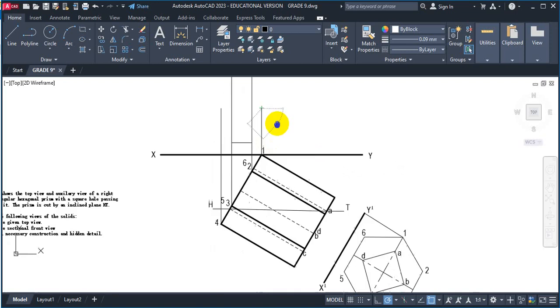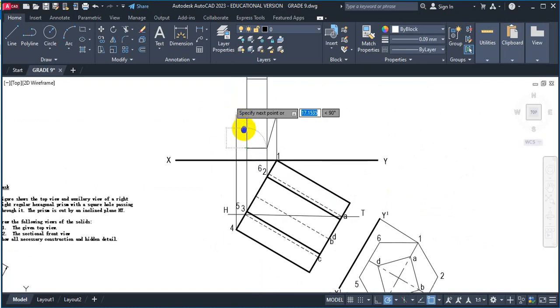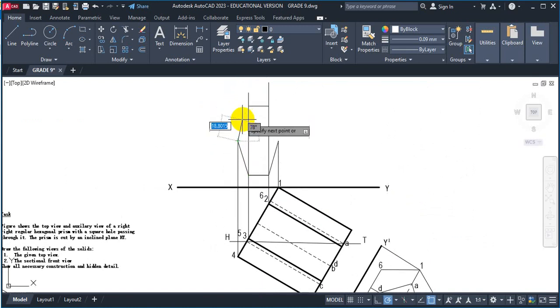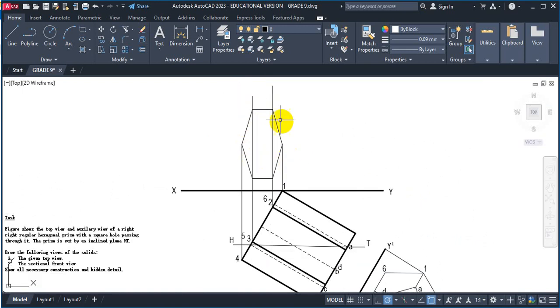So I'm going to start from 1. Looking at this auxiliary view, that should be number 2. That goes to 3. From 3 goes to 4, 5, 6, back to 1. My shape is complete. What I did here on this base, I'll repeat on this side here. The best thing to do here is to do a horizontal construction. Okay, let's straighten it up first.